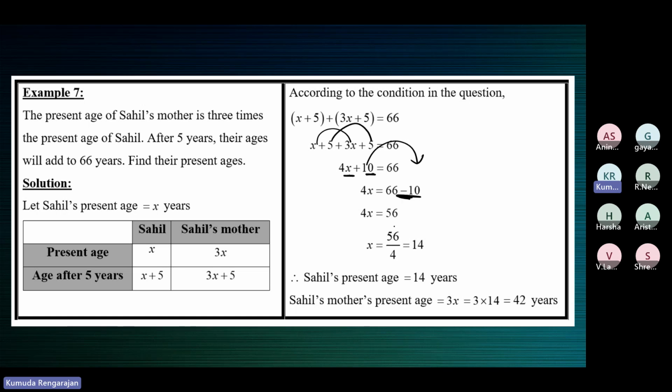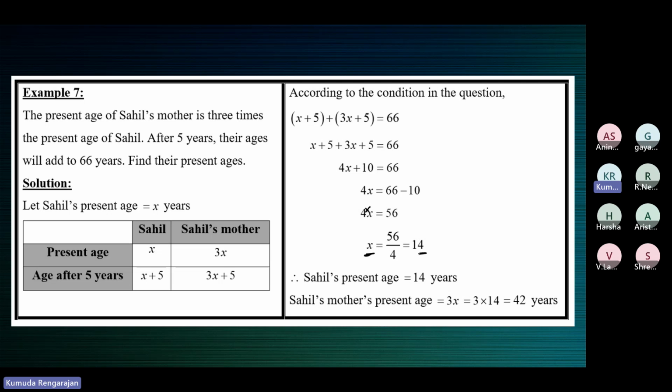So 66 minus 10 is 56. And now this is 4 into x. Plus 10 becomes minus 10 on the other side. This is 4 into x. So 4 here is in multiplication. We'll go for division to the other side. So x is equal to 56 by 4. Not minus 4, because it's 4 into x. So it comes to division to the other side. So 56 by 4, which is 14.